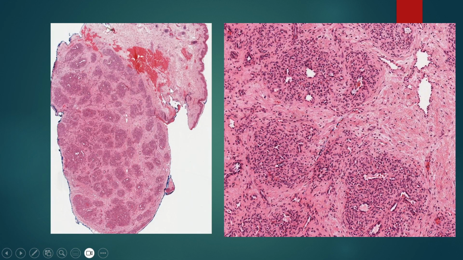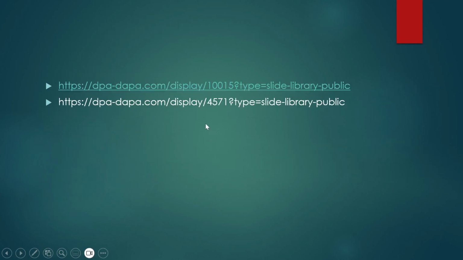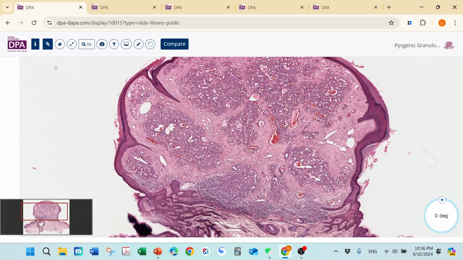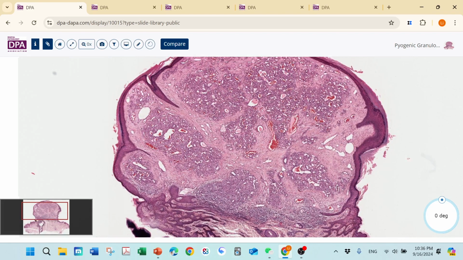Low power, we already know this polypoid lesion, and then lobular structure, big vessel, small feeding vessel forming this lobular structure. And then see the virtual slide image, polypoid lesion, exophytic growth, kind of color red. That means the epidermis is kind of hugging this polypoid structure. And really characteristic, big vessel surrounding feeding by this small vessel forming this lobular structure.